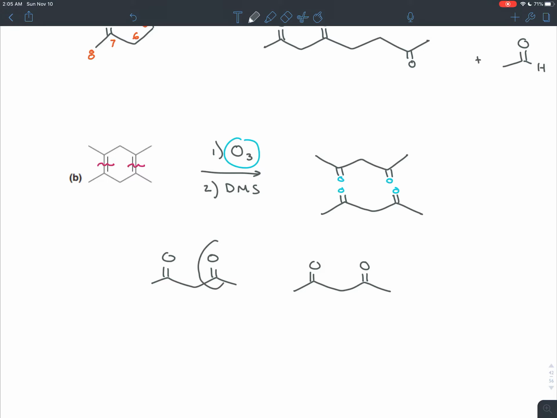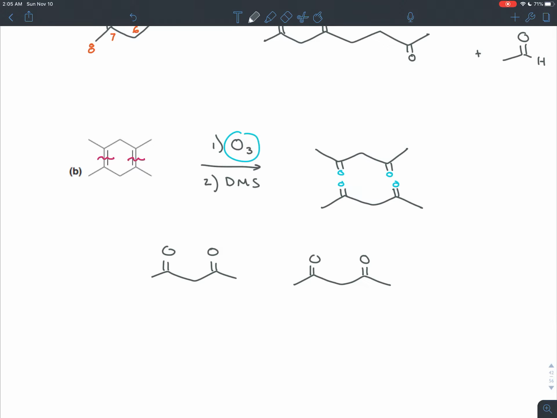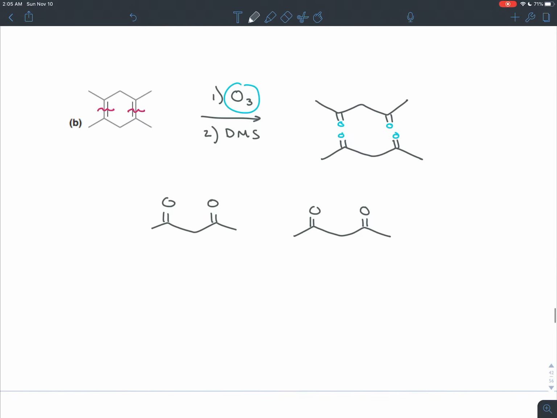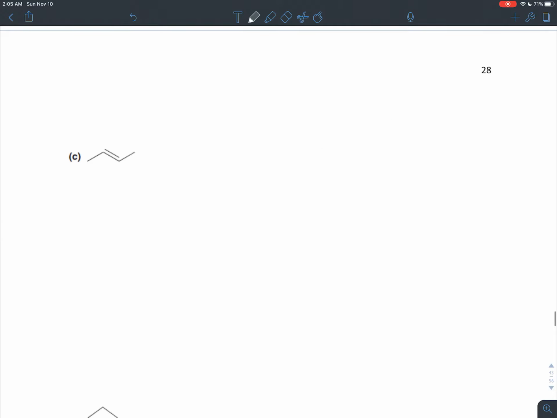And notice that each of these are ketones. You have a carbon double bond to an oxygen with a carbon on both sides. So as we discussed in the previous video, that is a ketone. So those are your two products for this reaction.